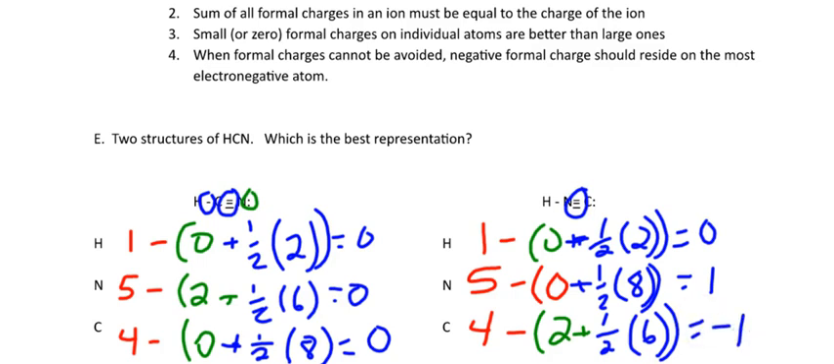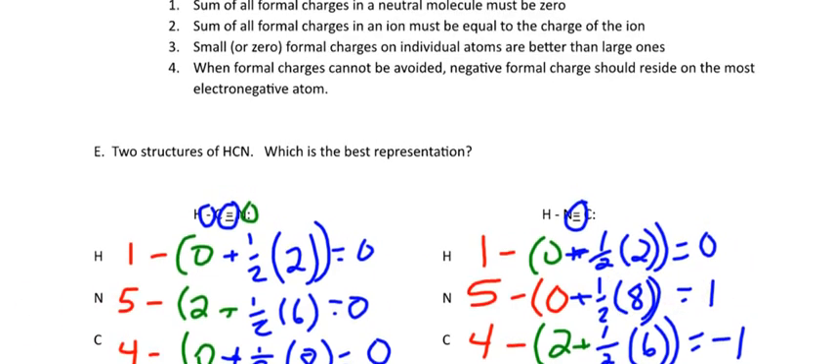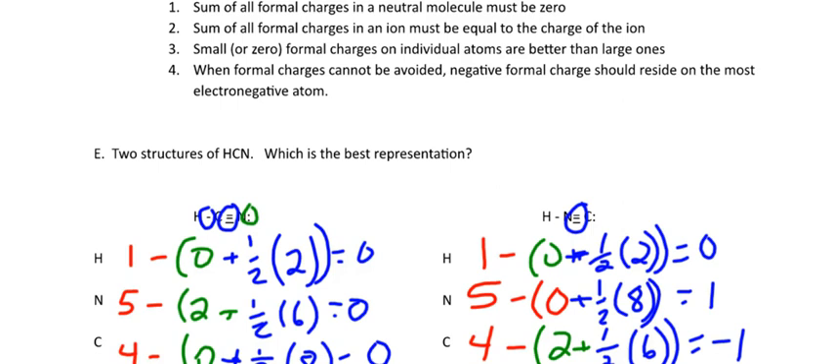Now, let's check out our rules here. The sum of the formal charges in a neutral molecule must be 0. Well, this is a neutral molecule. So 0 plus 0 plus 0 is 0. That works. 0 plus 1 minus 1 is 0. So, good. Rule number 1 works. It's not an ion. Small or 0 formal charges on individual atoms are better than large ones. All right, so notice that in the first structure, they're all zeros.